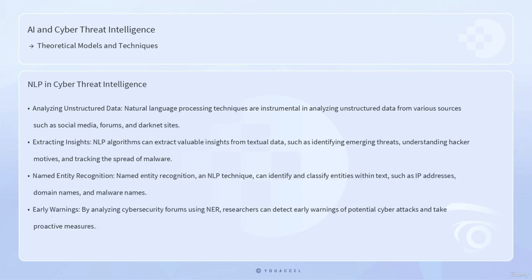In addition to machine learning and deep learning models, natural language processing techniques are instrumental in cyber threat intelligence, particularly in analyzing unstructured data from various sources, such as social media, forums, and darknet sites. NLP algorithms can extract valuable insights from textual data, such as identifying emerging threats, understanding hacker motives, and tracking the spread of malware. Named entity recognition, an NLP technique, can identify and classify entities within text, such as IP addresses, domain names, and malware names. For example, by analyzing cybersecurity forums using NER, researchers can detect early warnings of potential cyber attacks and take proactive measures.